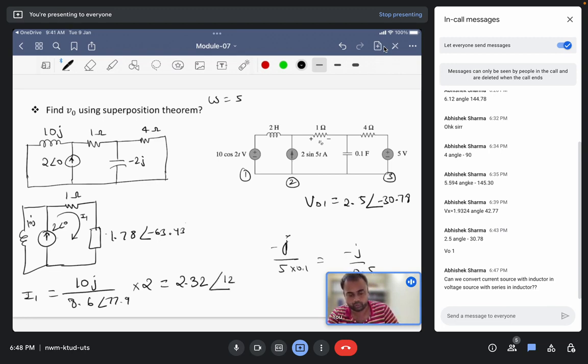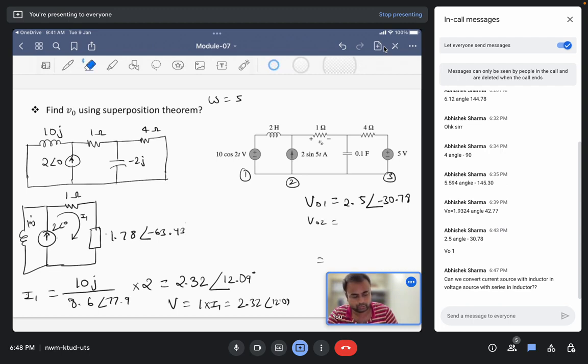So that is 12.09 degrees. So this is the value for current, and the voltage will be simply multiplied by 1. So 1 into I1, that is the same 2.32 angle 12.09. So let us write V02 also. V02 we have also calculated, so V02 will be 2.32, angle 12.09. So the source 2 is also now completed.